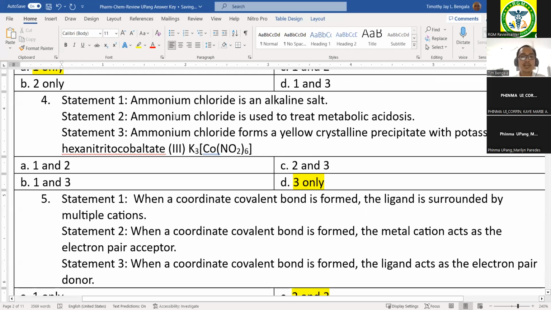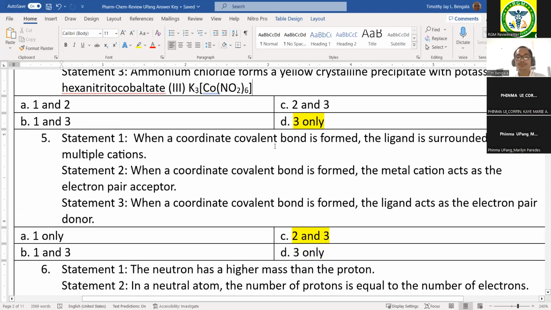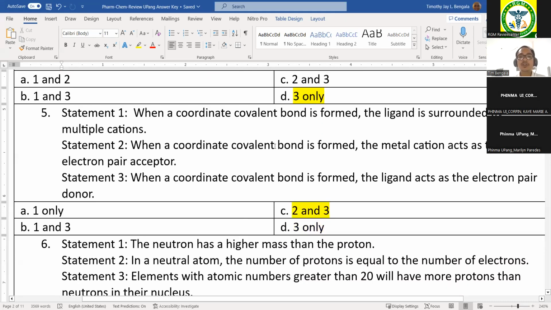So take note, acidic salt, hindi siya pwede gamitin for acidosis. Ginagamit siya for alkalosis. The rest of the others that we discussed, they are used to adjust the pH for acidosis, kasi lahat sila ay basic salt. Okay? Next is question number 5.